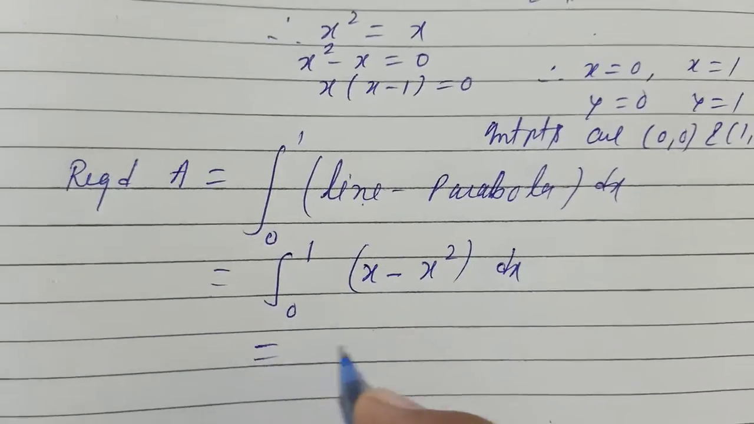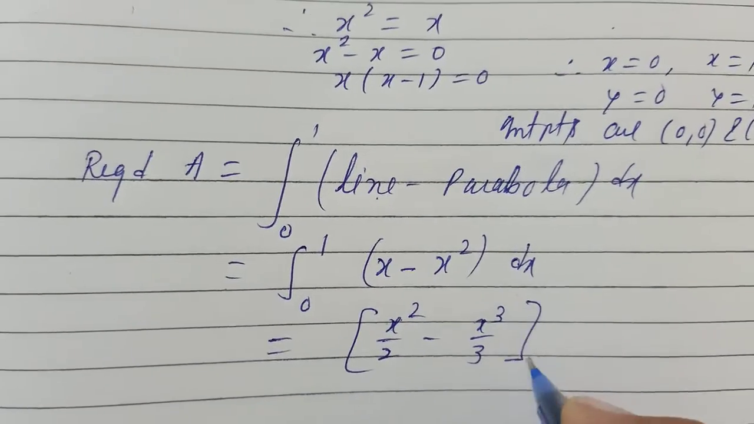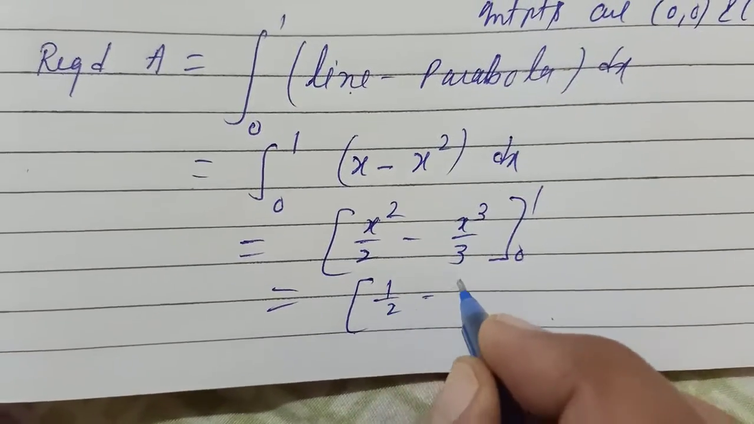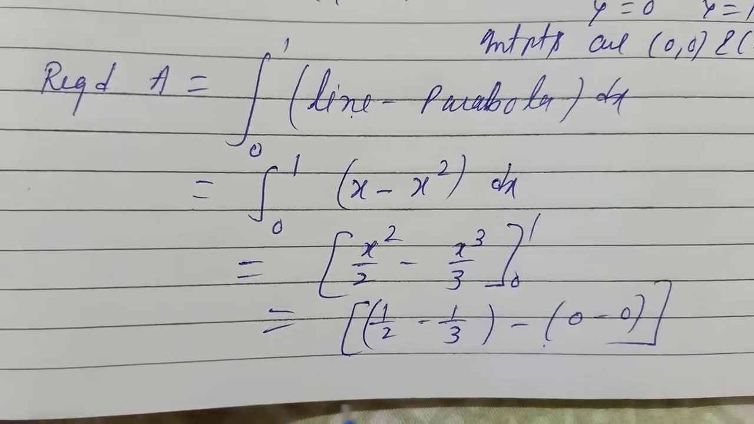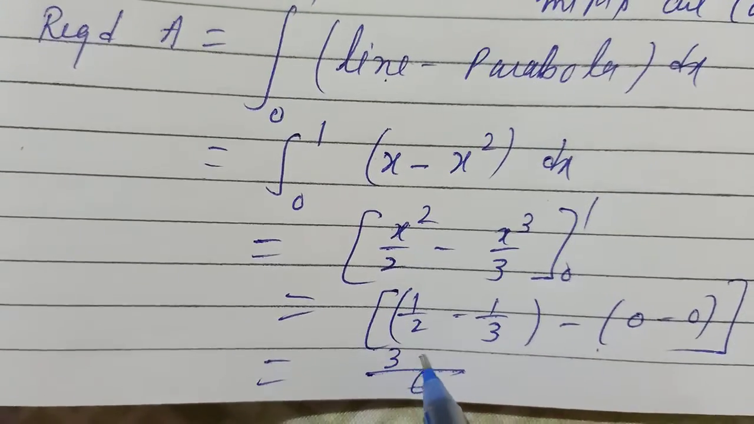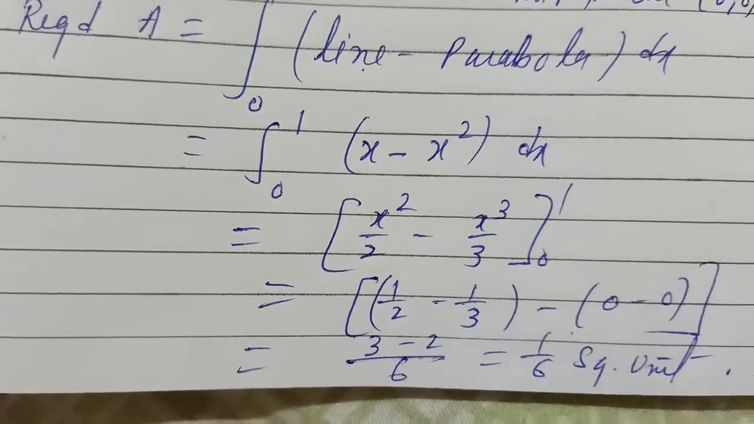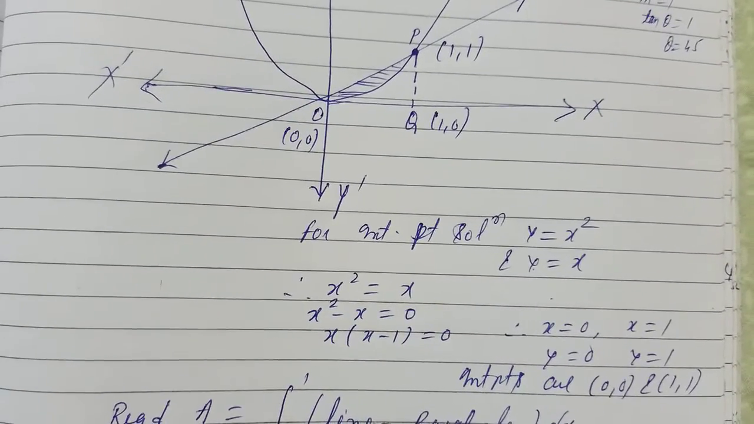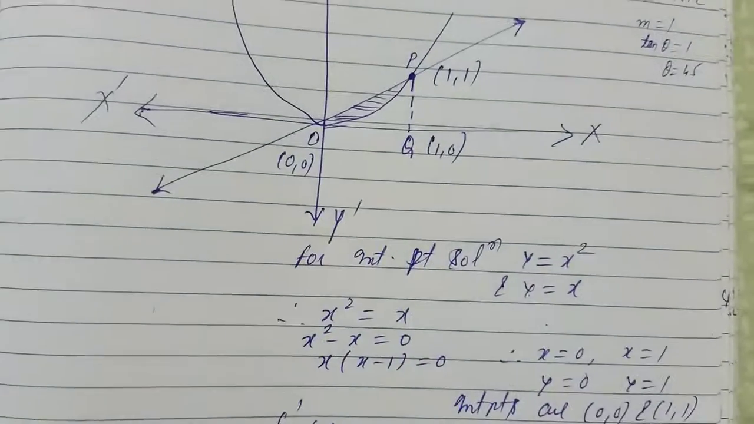Now we can integrate easily. x square by 2 minus x cube by 3, upper limit, lower limit. So substitute the upper limit in place of x: 1 by 2 minus 1 by 3, this is the upper limit, and 0 minus 0 is the lower limit. So take LCM 6, 3 minus 2, so 1 upon 6 square unit is the required area. So whenever you get two curves, take upper minus lower.